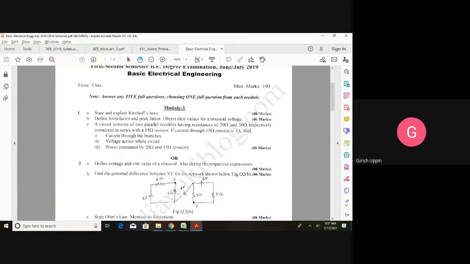Define form factor and peak factor, obtain values for sinusoidal voltage. This is a very simple thing. We will see what is form factor and peak factor. Then we have one problem. A circuit consists of two parallel resistors having resistances 20 ohm and 30 ohm respectively connected in series with a 15 ohm resistor. If current through the 15 ohm resistor is 3 amperes, then you have to find the currents. Very simple circuit. We have two resistors connected in parallel and 15 ohm connected in series. They have given the current flowing through the 15 ohm resistor, and you have to find the currents.